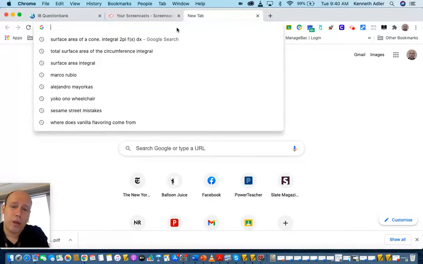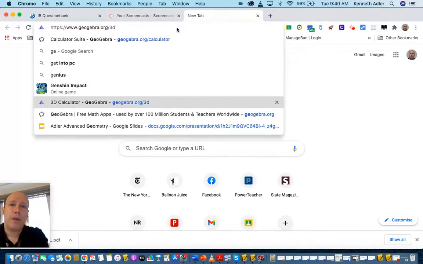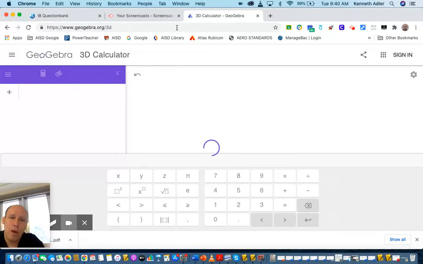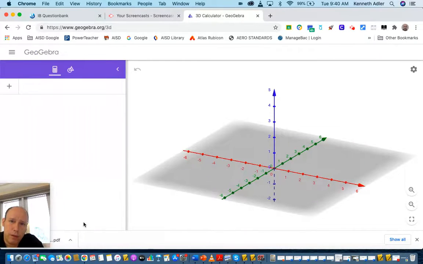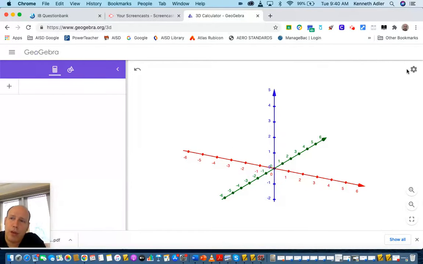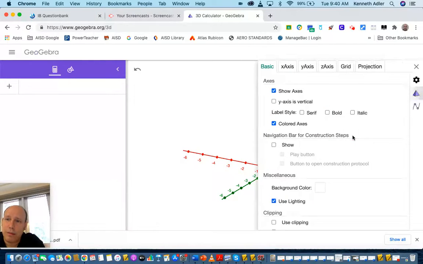So you're going to go to GeoGebra, but the 3D calculator. So it's geogebra.org/3d. Let's see if I can get this to work right. Okay. We have to make some settings first. Let me close this. First, go to this gear, and you're going to not show the plane.